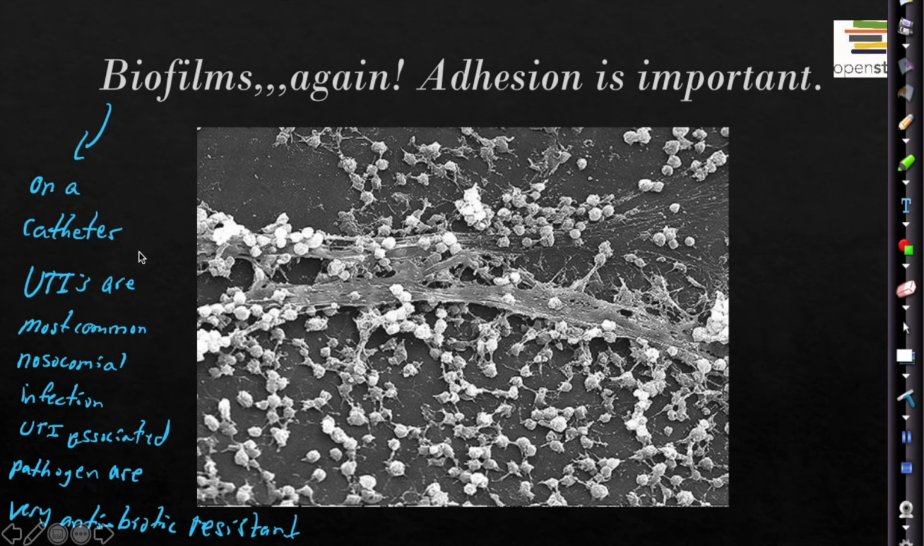Biofilm. So on a catheter, the UTI is the most common nosocomial infection, and those pathogens are becoming antibiotic resistant. Remember that the biofilm allows for the survival of a pathogen on a hard surface for longer periods of time than it would be able to if it did not have that biofilm. And they become antibiotic resistant because they are able to work together in conjunction to diffuse the concentration of antibiotics over a biofilm.